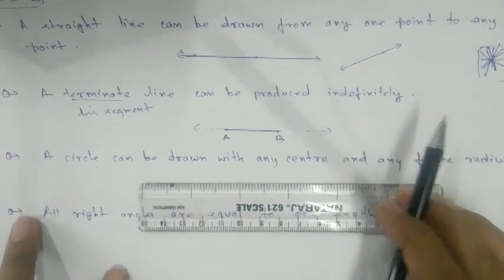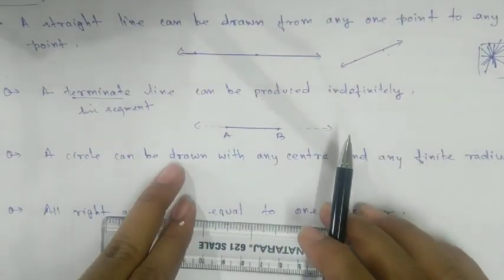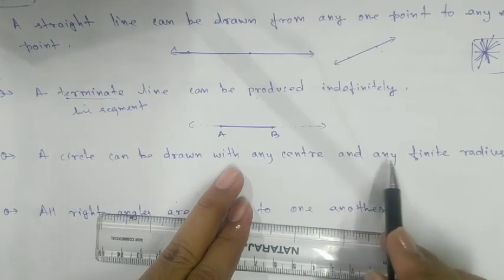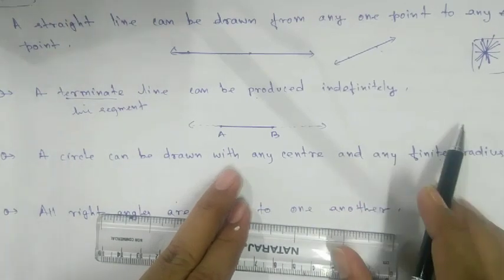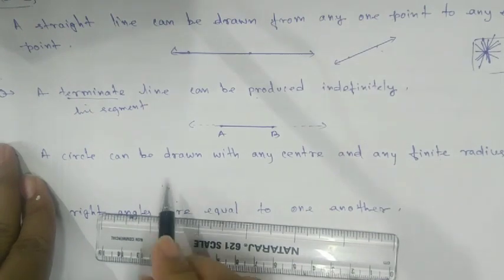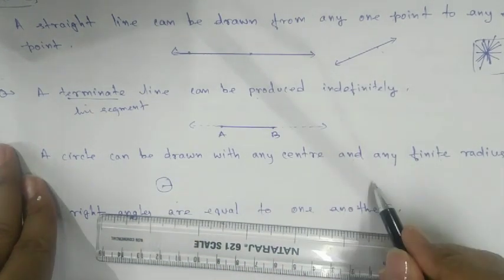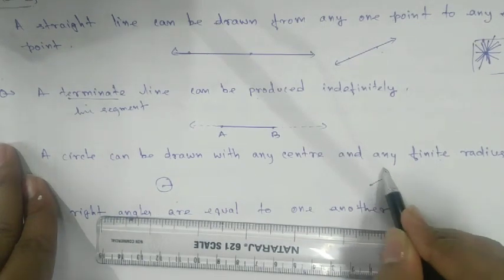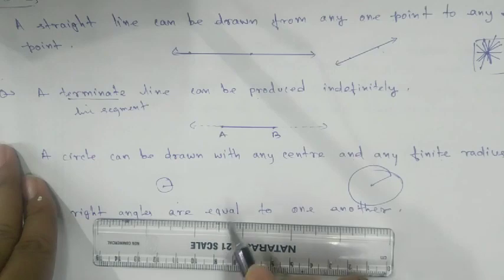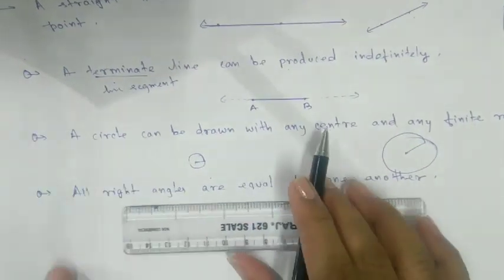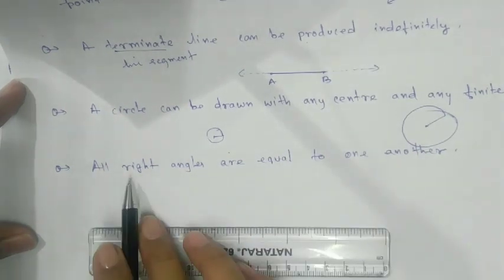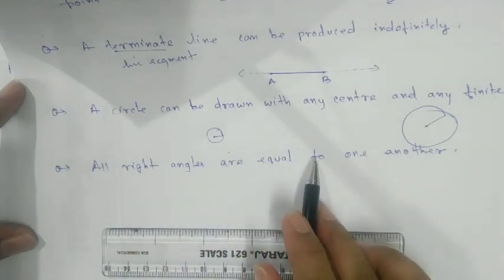Now the next one: a circle can be drawn with any center and any finite radius. That means you take any center, take a finite radius, and you can draw a circle. Take anywhere, this is your center, take any radius, and you can draw a circle. Remember, they are saying finite.